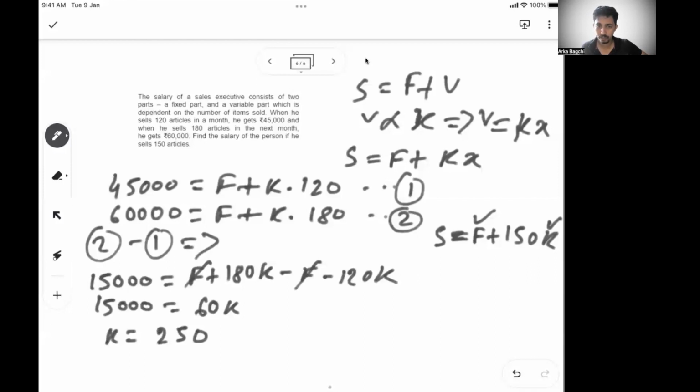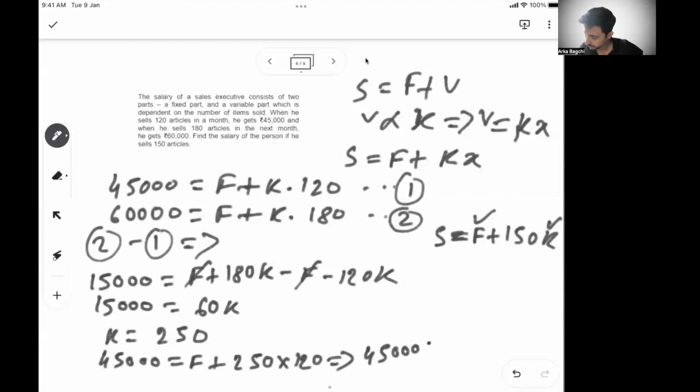Now, if we know k as 250, can I find out f? So let's put it in the first equation. 45,000 is equal to f plus 250 into 120. So that gives me 45,000 is equal to f plus 30,000. So f is nothing but 15,000. So you know the value of k, you put it, and you get the value of f as 15,000.